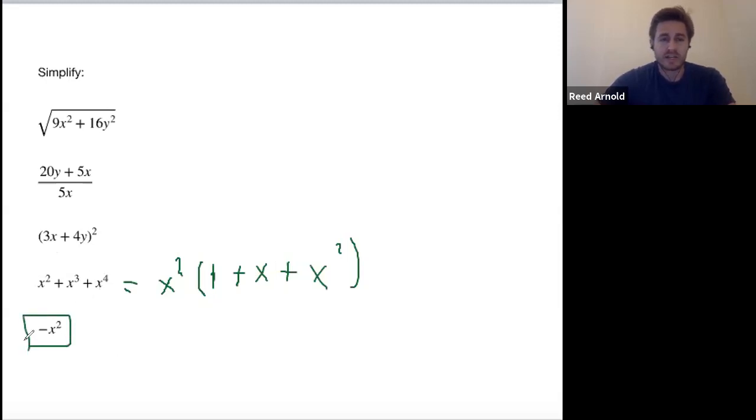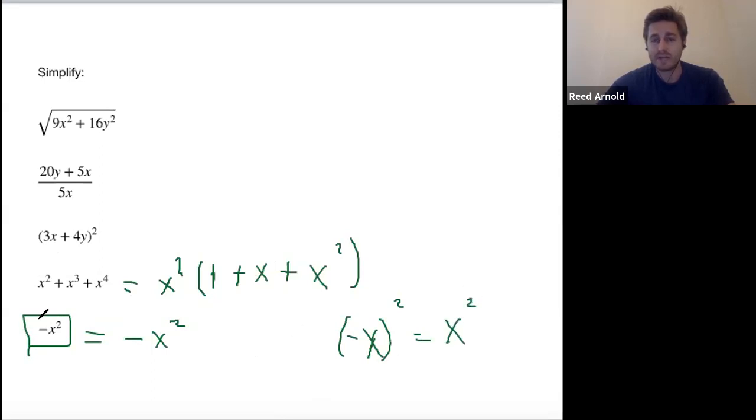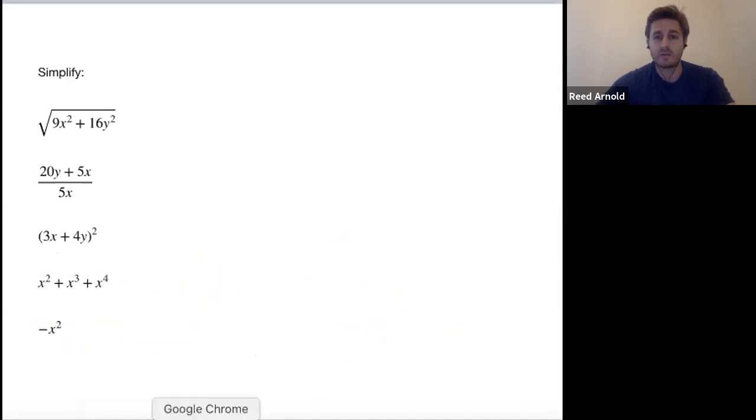This one's a little bit different, but negative x squared is negative x squared. That negative is not part of what gets squared. Negative x, quantity squared, if it's part of it, yeah, that equals x squared. But negative x squared is negative x squared. It does not become positive.